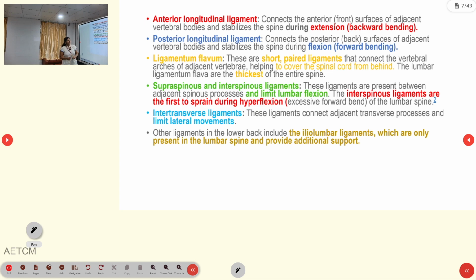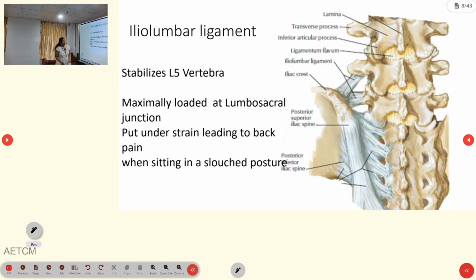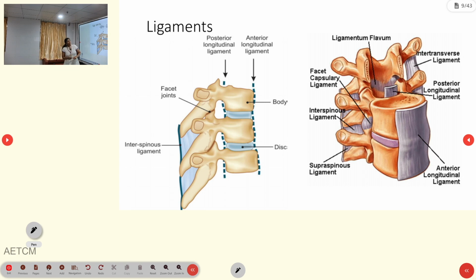The intertransverse ligaments also limit lateral movement of the lumbar part. The other ligaments which are present are the iliolumbar ligaments, which provide additional support. The iliolumbar ligament is attached to the lower part of the lumbar vertebra to the iliac crest. That's why it's called the iliolumbar ligament, and it stabilizes mainly the L5 vertebra. It is the ligament which is mostly put under strain, leading to back pain, when there is a long period of sitting and all that. So this is the anterior longitudinal ligament, the posterior longitudinal ligament, the interspinous ligament between the tips of the spinous processes.